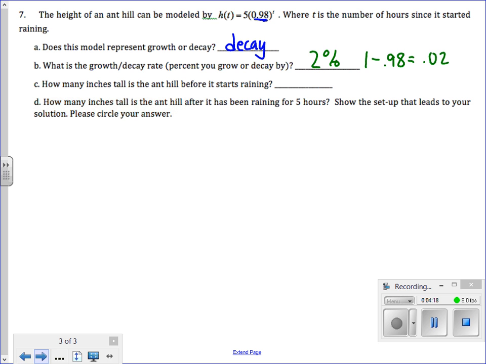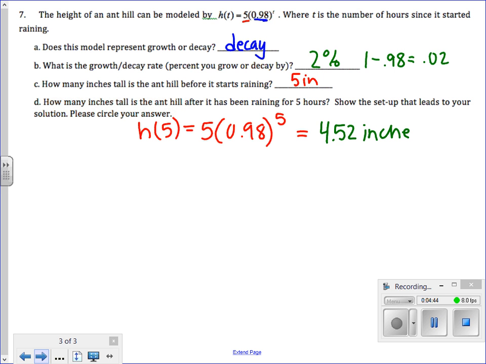How many inches tall is the anthill when it starts raining? Well, that would be the first value, 5 inches. And how tall is the anthill after it's been raining for 5 hours? I'm going to take the height after 5 hours is 5 times 0.98 to the 5. That's my 5 hours. When I evaluate that, it turns out that the anthill is 4.52 inches tall after 5 hours. All right, that's your exponential modeling practice.